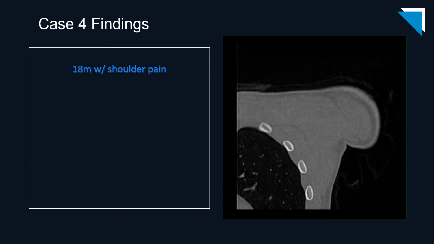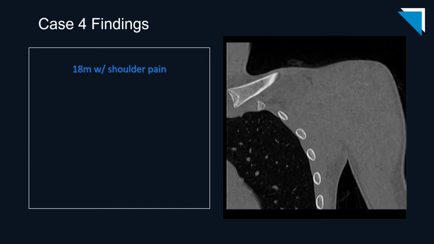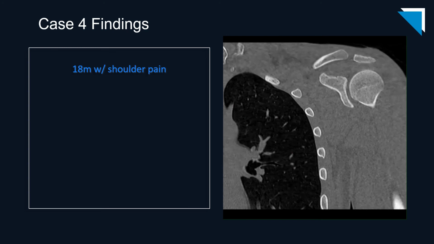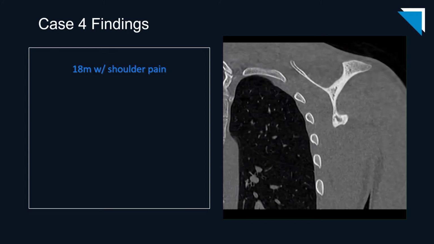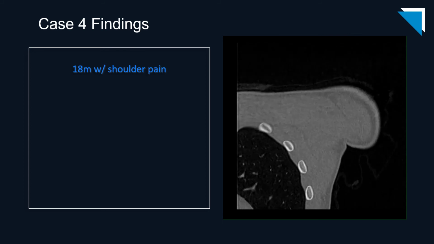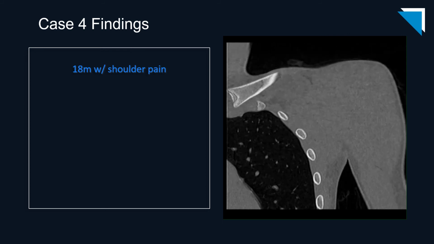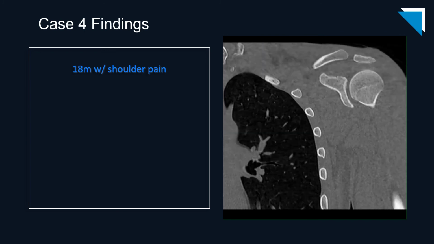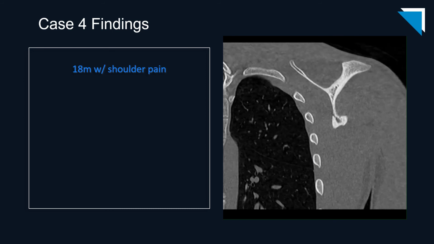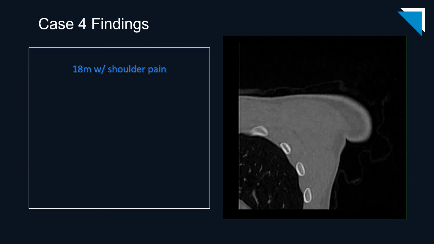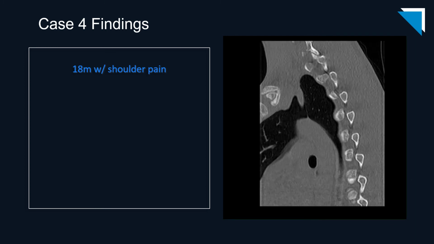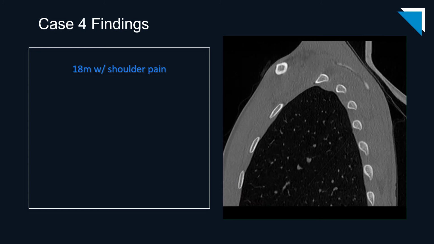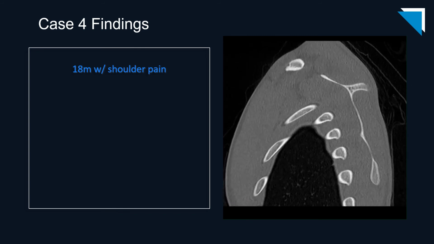Here are the coronal images from the same scan. Once again, we have our bone windows on to look for fractures. And finally, the sagittal series. If the field of view includes the spine, you'll always want to have a look at that as well.